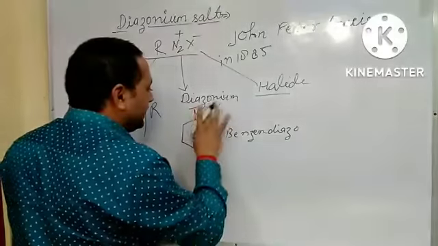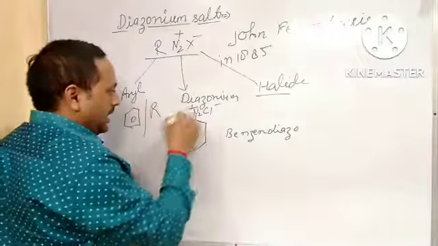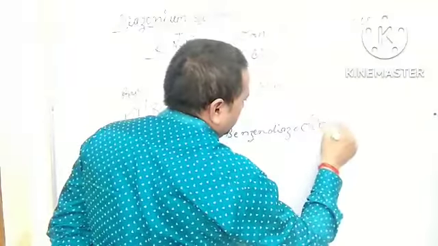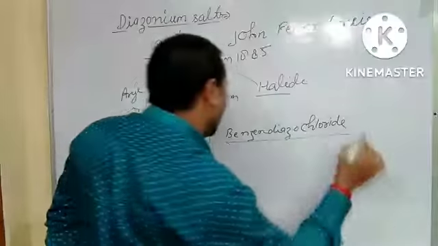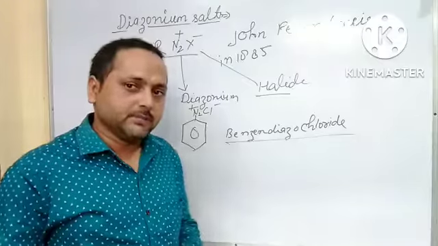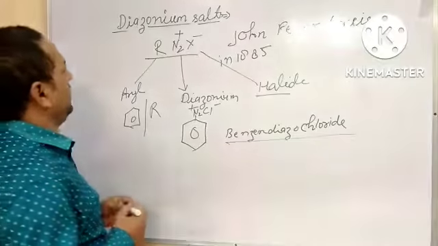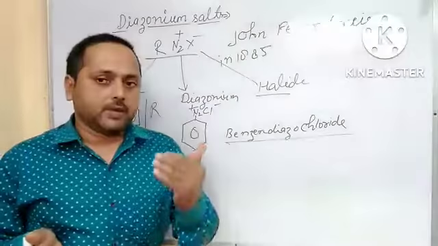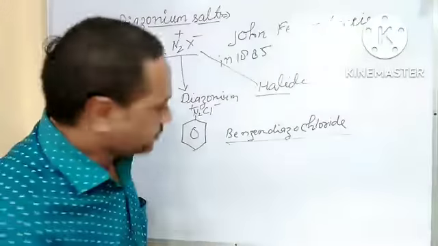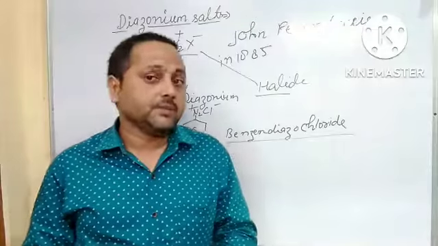And if I have written here Cl, chloride, so what will be the name? The name of this compound is benzene diazonium chloride. In this compound, a diazonium may be aromatic or aliphatic. In aromatic, the diazonium is stable.